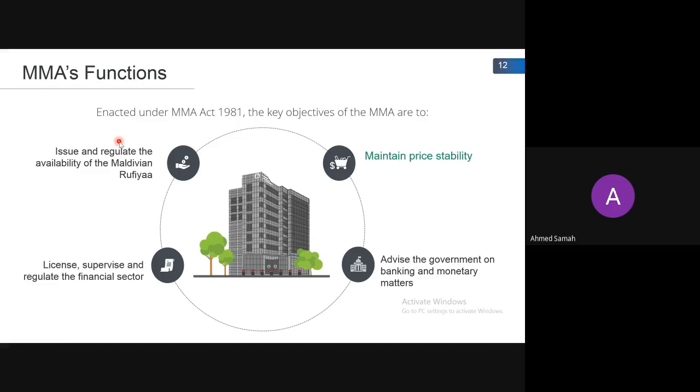In addition to that, there are many things that MMA does. Among the key objectives, other than issuing rufiyaa, are licensing, supervising and regulating the financial sector: banks, insurance companies, finance leasing companies, money changers. And also advising the government on banking and monetary matters.